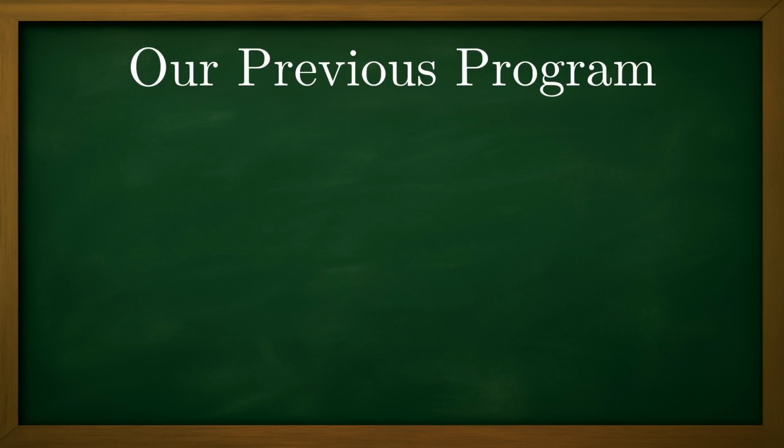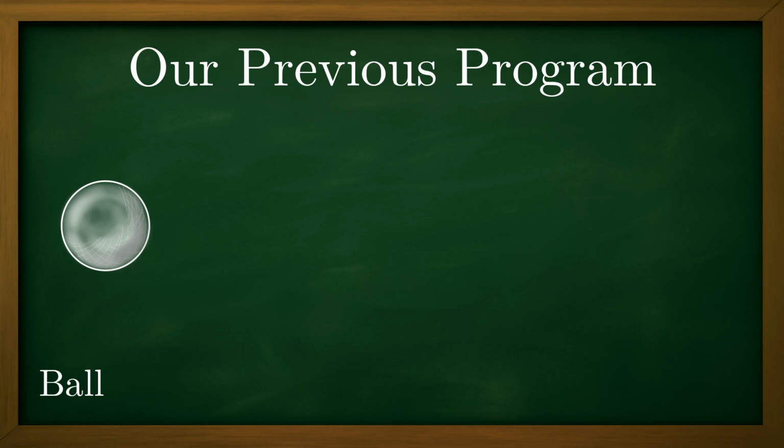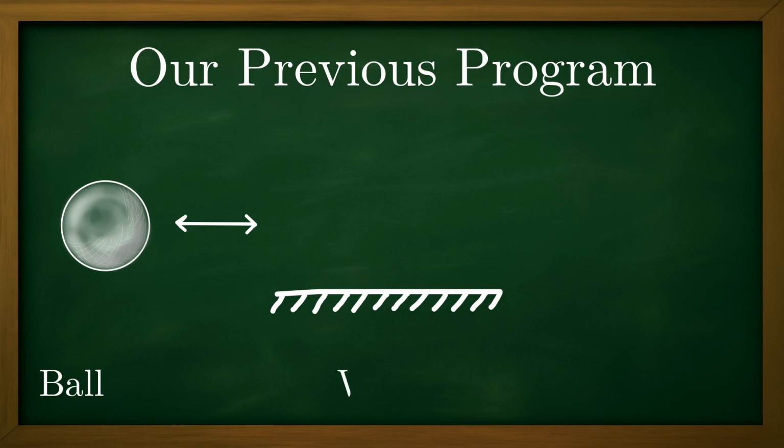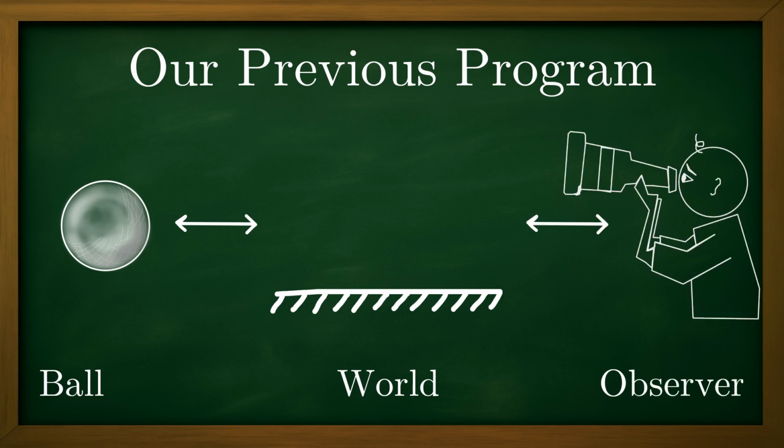Let's take a look at our program. Our simulation can be represented using three main components. The ball, which updates its position at each time step, and this ball component interacts with the world component to check for collision with the ground, and then it performs a bouncing action. Meanwhile, the observer tracks the time, position, and velocity of the ball for analyzing and plotting.